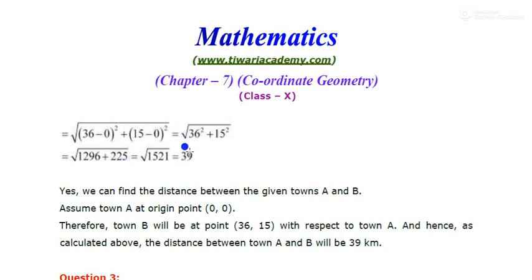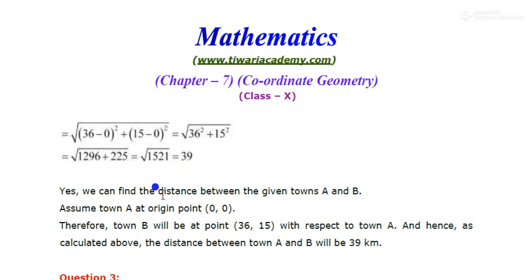So it is better to learn squares and square roots, cubes and cube roots till 30. Okay, so it is under root 1521. What is the square root of 1521? That is 39. So the answer is 39.